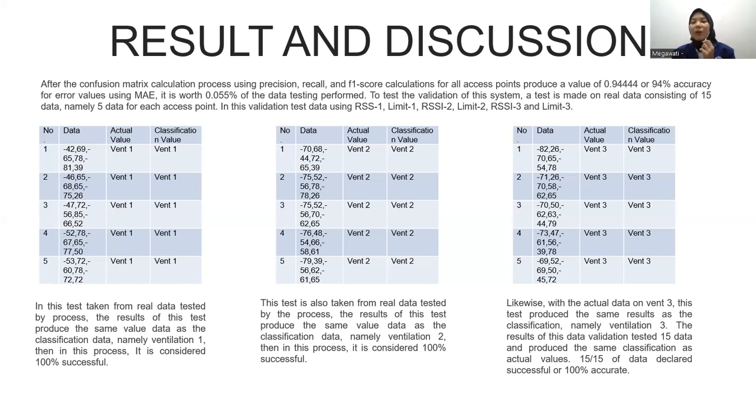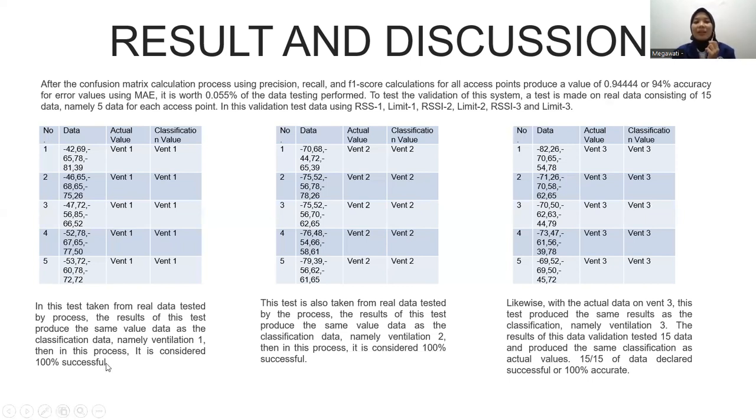The test of the system is made from real data collected: 50 data points, with 5 data points as access points. The data for ventilation uses RSS 1, limit 1, RSS 2, limit 2, RSS 3 and limit 3. This is a table about my real data.